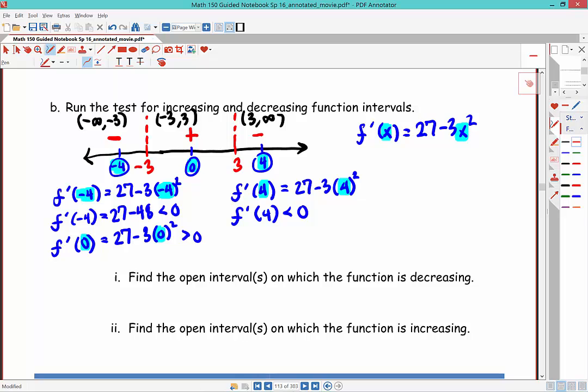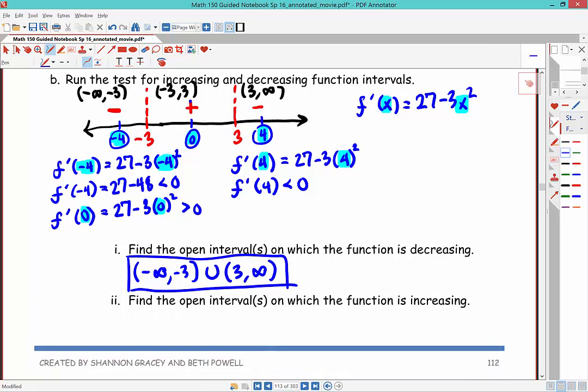So what are the open intervals on which the function is decreasing? Well, you just go to the intervals where you have a negative sign, and you say -infinity to -3 union 3 to infinity. And then how about the open intervals where the function is increasing? Perfect. -3 to 3.